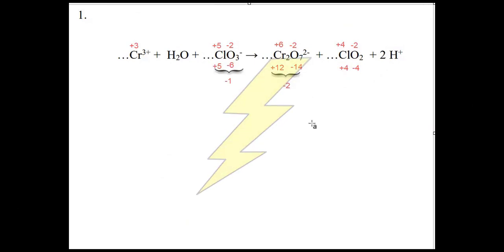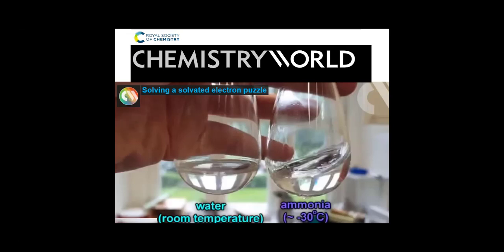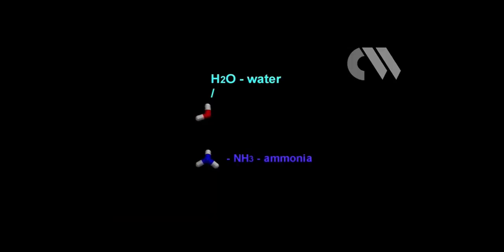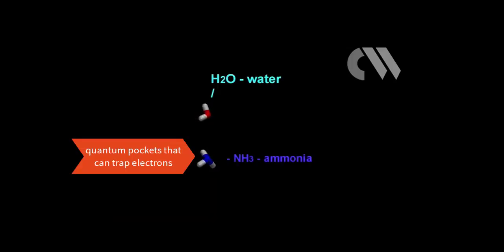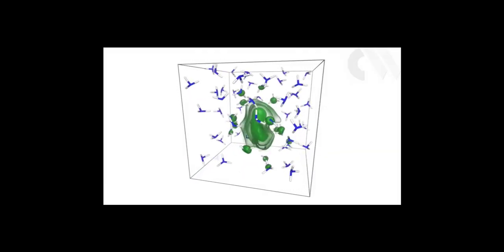So that's it. Well, I just said that you can't have these electrons loose and floating all over the place unless you've got a lightning bolt. I've got an exception to that. This is from the chemistry world, the Royal Society of Chemistry, where they've got a demonstration where they take some liquid ammonia. Ammonia molecules have little pockets in them that can trap electrons from alkaline metals. You can see these little green spots that are the electrons that are trapped within the ammonia.